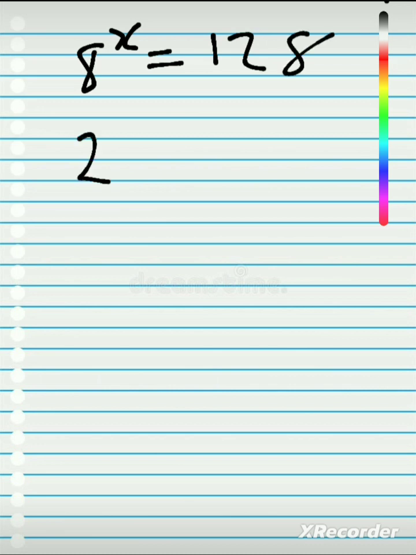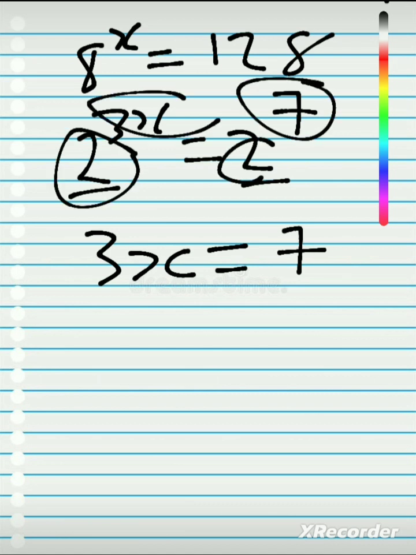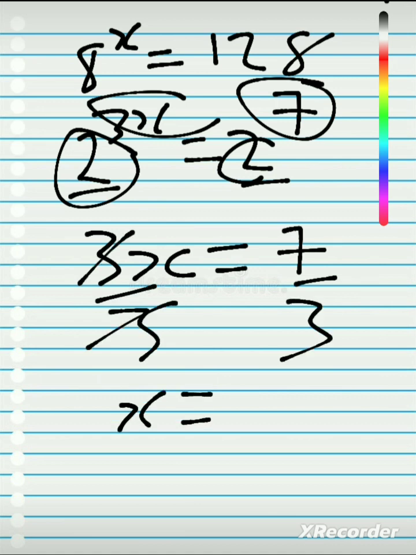Okay, so we had 8 power x, which we wrote as 2 to the power 3x, and 128 as 2 to the power 7. The bases are the same. It means the powers should also be the same. Okay, so these are the same, these should also be the same. That's what this means. So you can divide by 3. You can divide by 3. This goes. x is equal to 7 over 3.